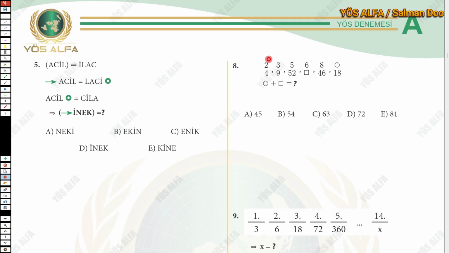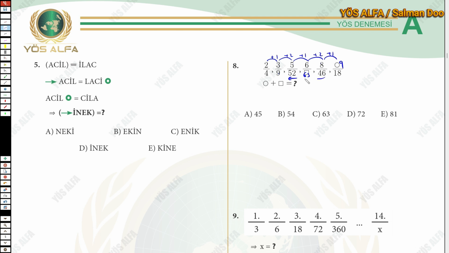8. Number series again. The top series is the addition. Plus 1, plus 2, and then plus 1, plus 2. So this one should be plus 1. So the result is 9. For the bottom series, it's the square of the top number. 2 square is 4, 3 square is 9, 5 square is 25, 6 square is 36. The reverse of 36 is 63, 8 square is 64, 9 square is 81.